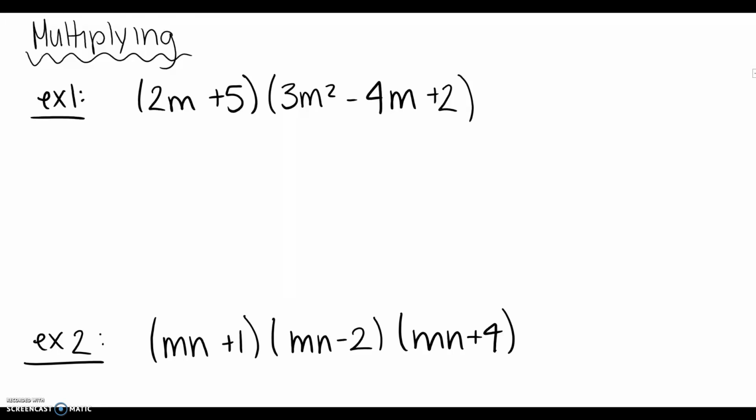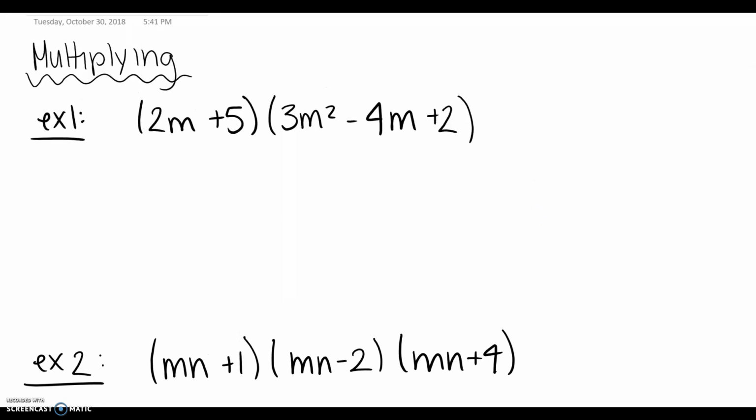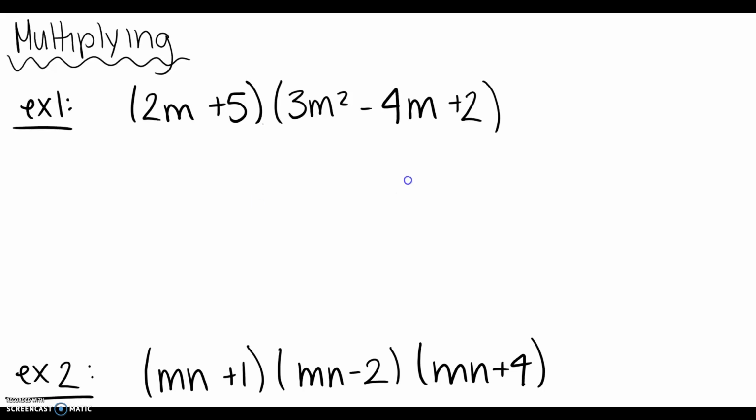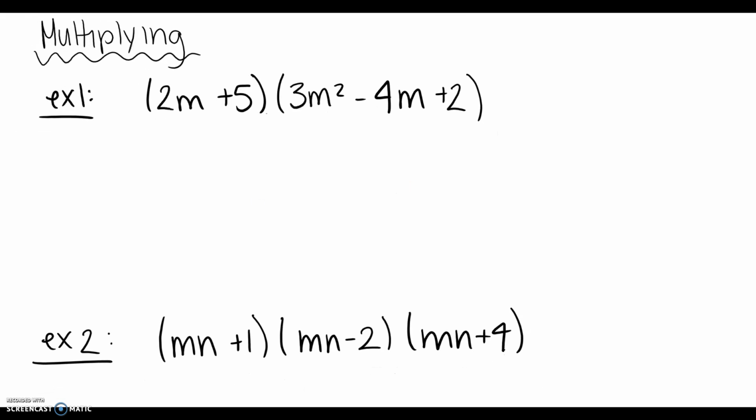Multiplying isn't that bad either. It just requires a little bit of work. So for example 1, we have 2m plus 5 times 3m squared minus 4m plus 2. So all we're going to do is distribute. And because we've got 2 terms and then another 3 terms, we're going to double distribute. So first we're going to start by doing 2m times 3m squared to get 6m cubed.